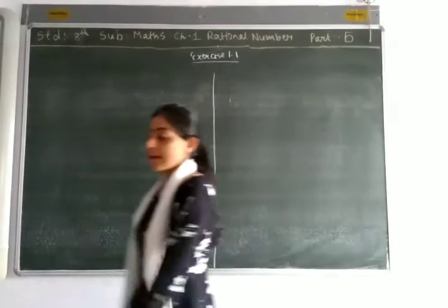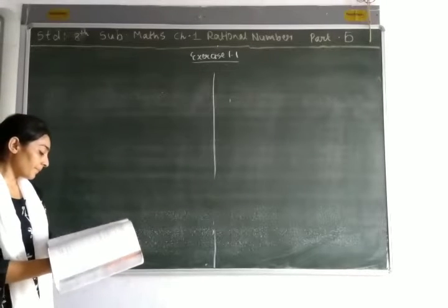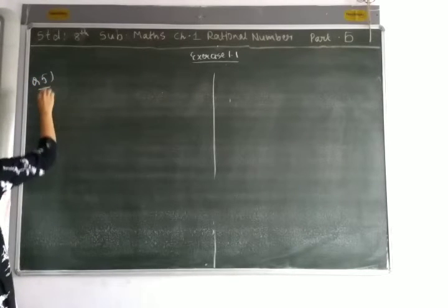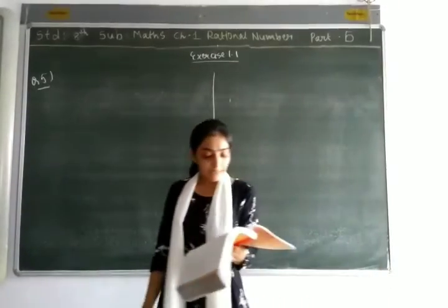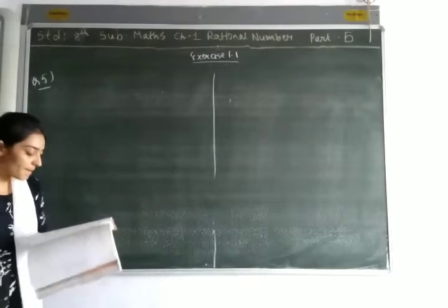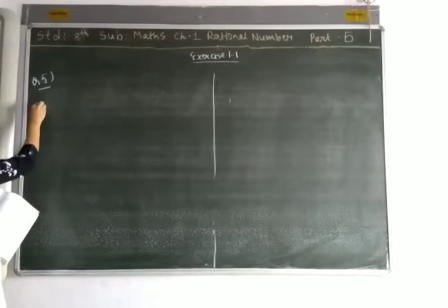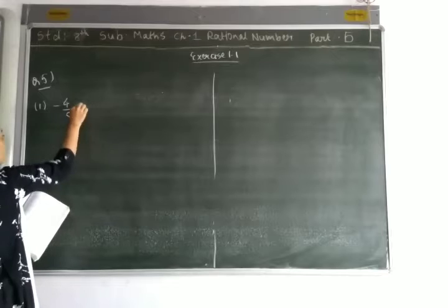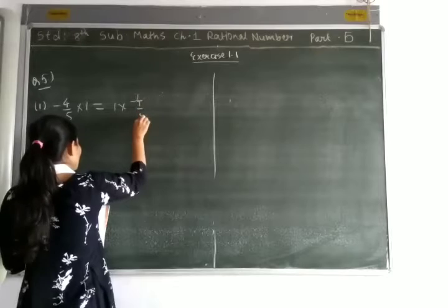Now, exercise 1.1, question number 5. Name the property under multiplication used in each of the following. Okay, we have to name the property. So the first one says -4 upon 5 into 1 equals 1 into -4 upon 5.